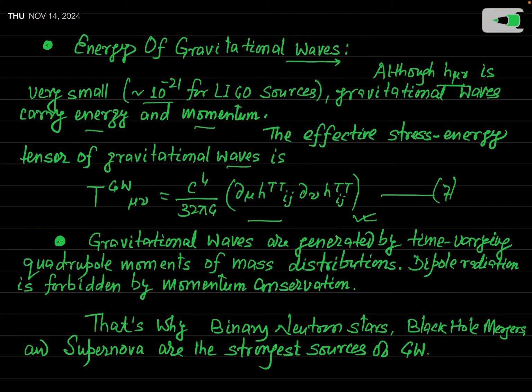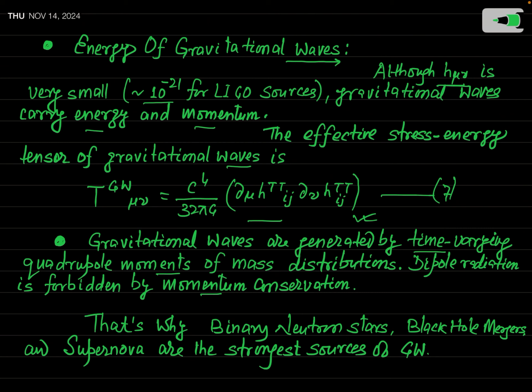But when you talk about gravitational waves, they are not generated by a monopole, that is a point mass, or even by dipole radiation. In fact, the dipole radiation is forbidden in this case due to momentum conservation. Gravitational waves are generated only by time varying quadrupole moments of mass distribution. This is a very remarkable fact.